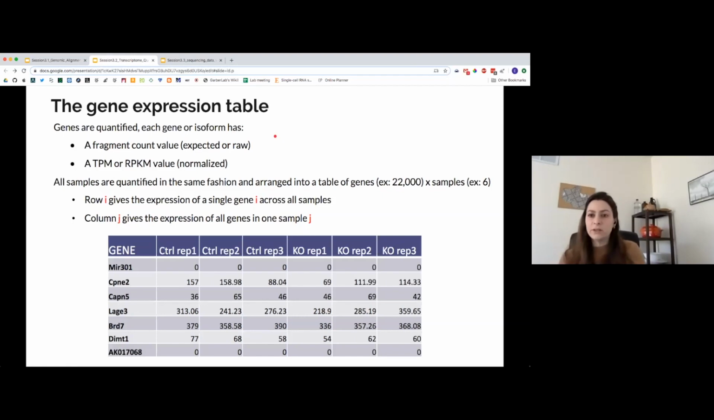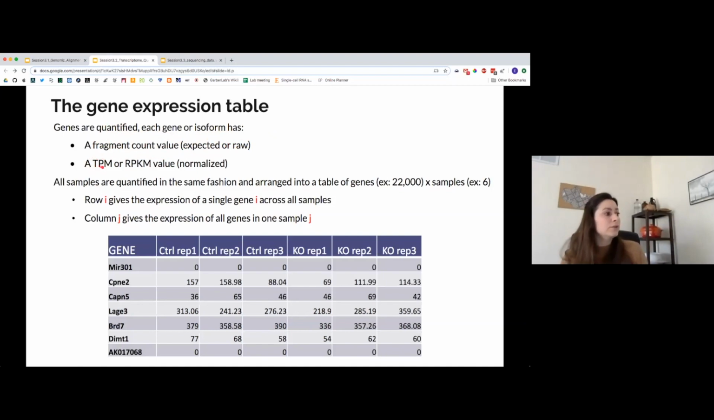Right, so what does it look like in the end? You got through all of this and you have your results. The genes are quantified, and each gene or isoform is going to have a fragment count value. That can be the expected count, which comes from these probabilistic models such as RSEM, or the raw count, which is just a count of how many reads aligned there with no probabilistic model.